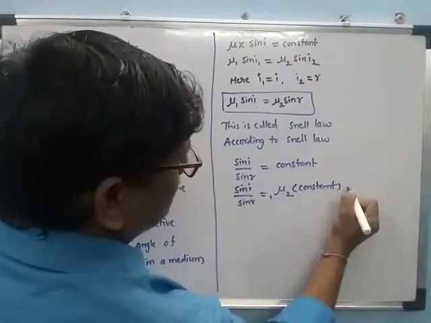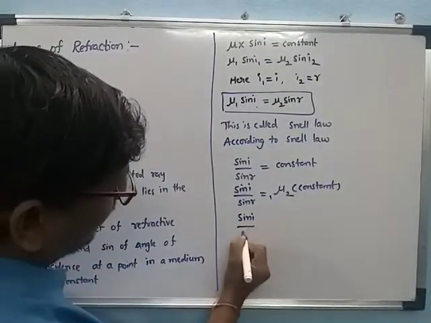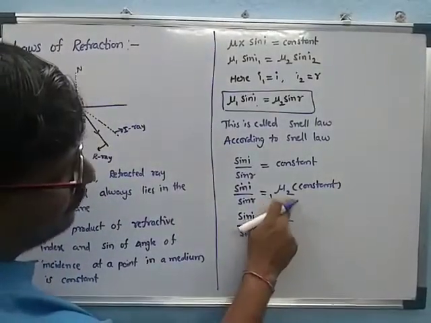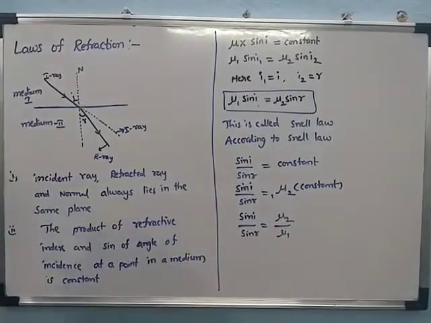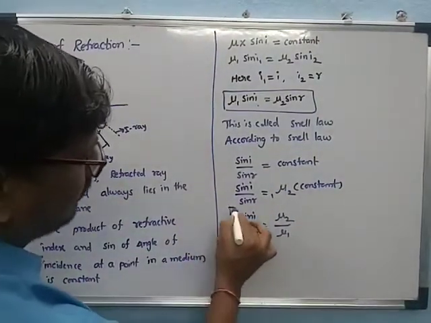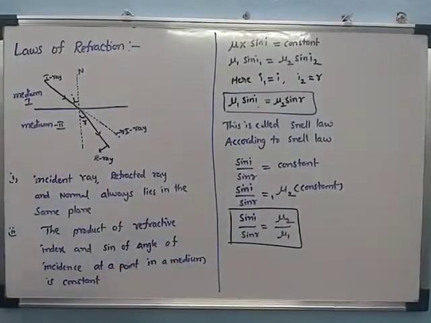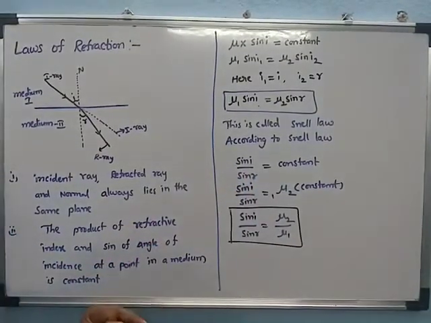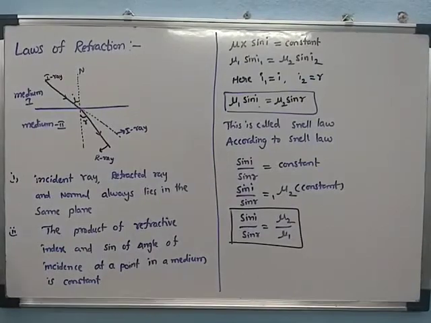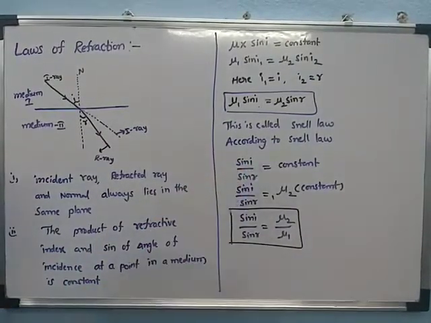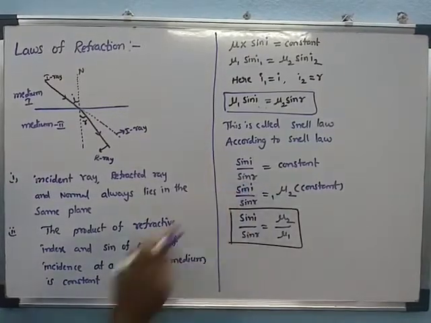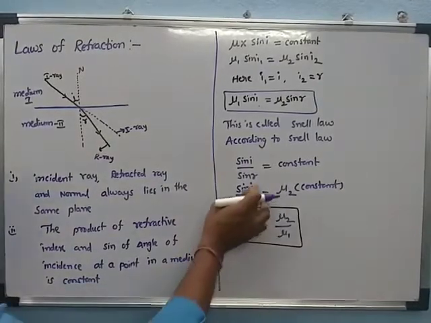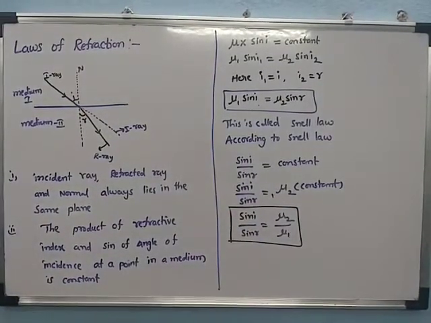And we can also write sine I by sine r is equal to nu 2 by nu 1. The upper value is nu 2 and nu 1 goes below. This is another formula of Snell's law. It is also defined as the ratio of sine of angle of incidence to sine of angle of refraction. This is also called Snell's law.